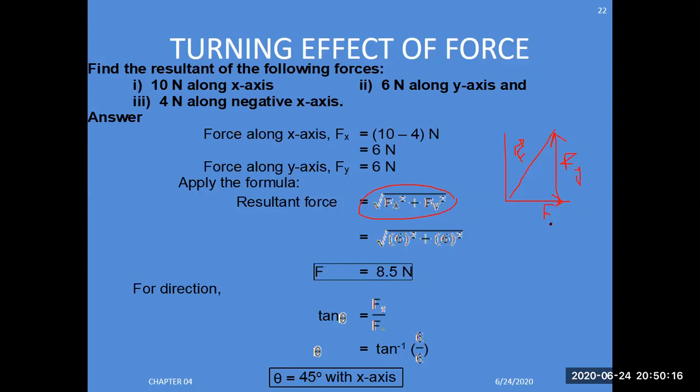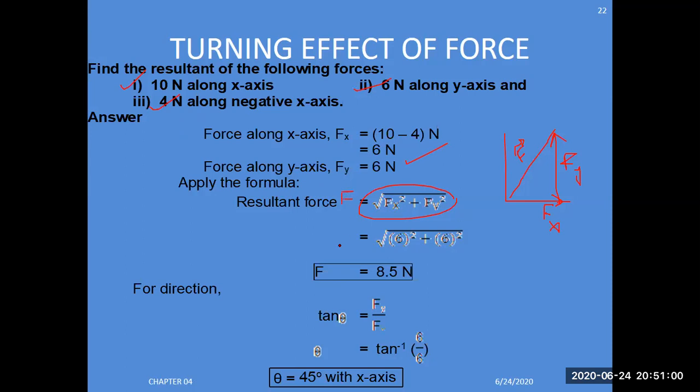If you are asked to calculate the resultant, how will you calculate the resultant of the force? This is the formula. Both horizontal and vertical components are given: this one is 4 Newton along negative x-axis, and this one is 6 Newton along y-axis. It means you have to calculate the total force along x-axis, that is 6 Newton. The formula to calculate the resultant is Fx square plus Fy square, and this F force is equal to this one.